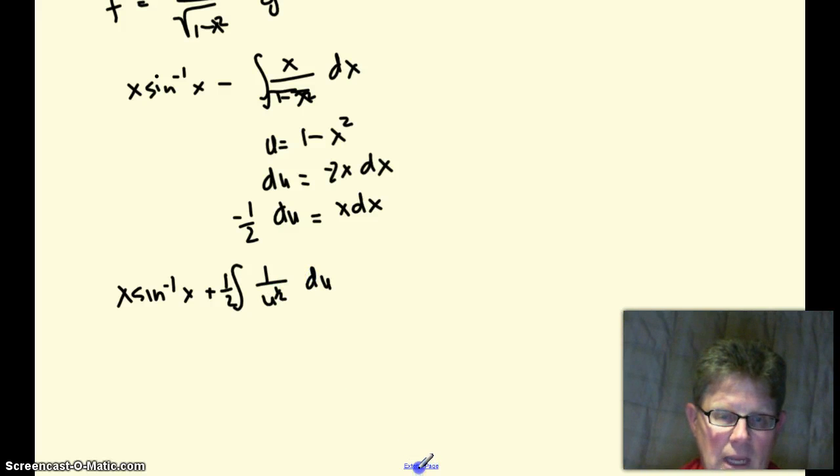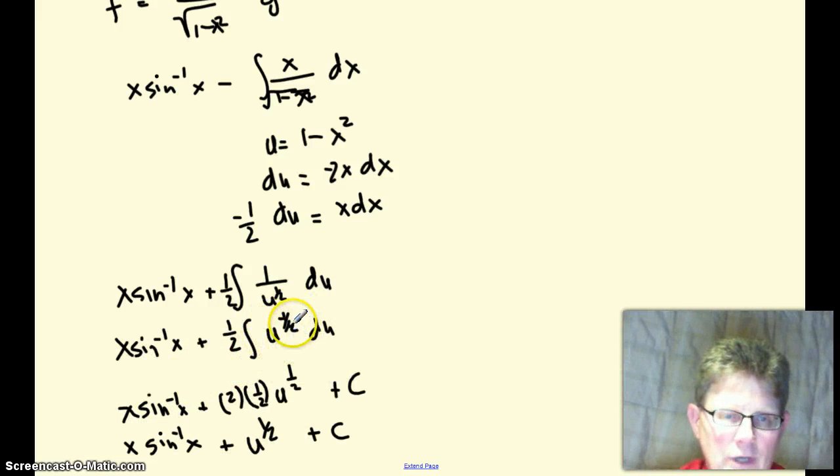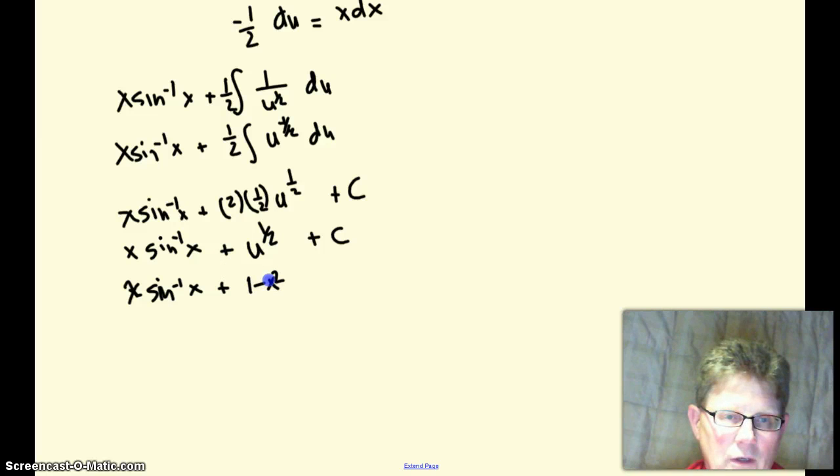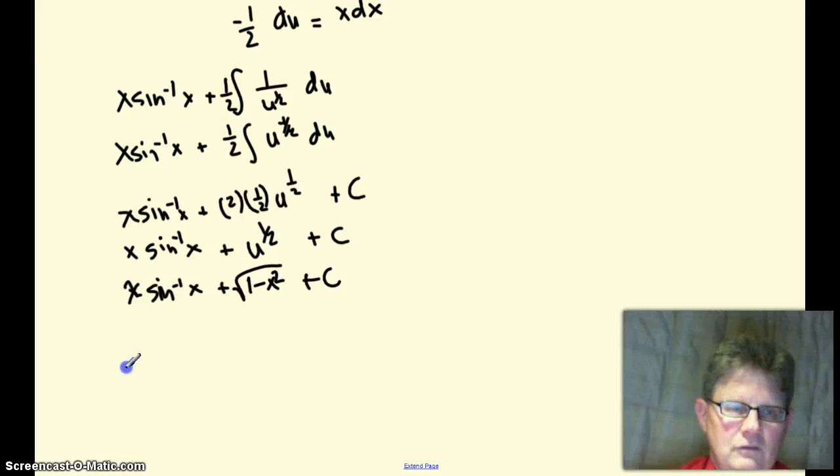Alright, go ahead and rewrite it, and go ahead and try to find the antiderivative. I'm running out of time, so you're going to have to pause it and try it on your own. Here's what I did. I moved u up into the numerator and made it a negative 1/2. Added 1 to that exponent, got 1/2, multiplied by the reciprocal 2. And final answer, x sine inverse of x plus the square root of 1 minus x squared, plus c. This does conclude Indefinite Integrals Lesson 6, Integration by Parts, Substitution, both or neither.